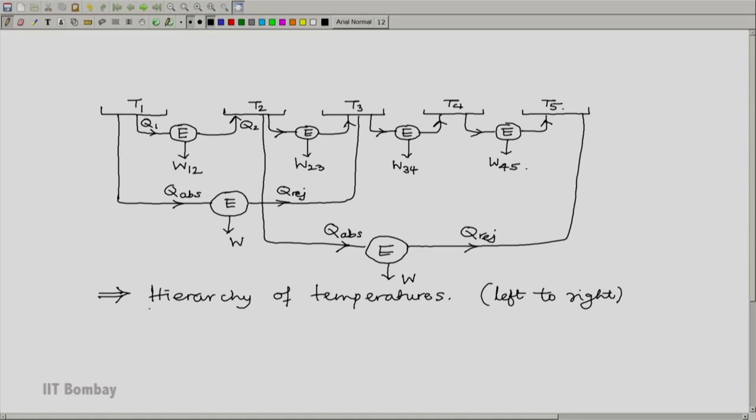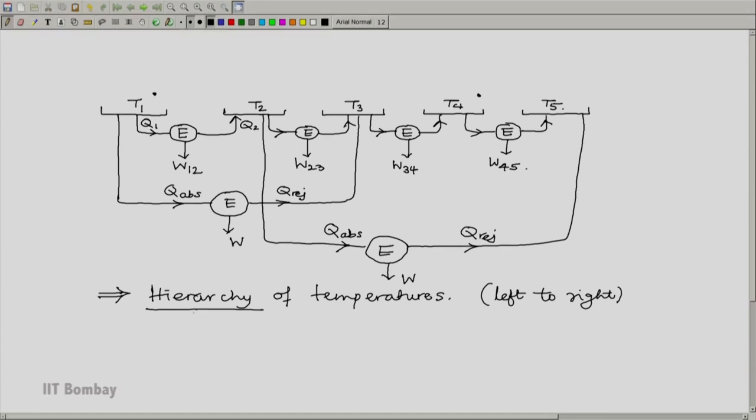And what is the special thing about this hierarchy? If you run an engine between any 2, say T1 and T4, then you are sure that the engine will absorb heat from the reservoir which happens to be at the left of this and reject heat to the reservoir which happens towards the right side of this.